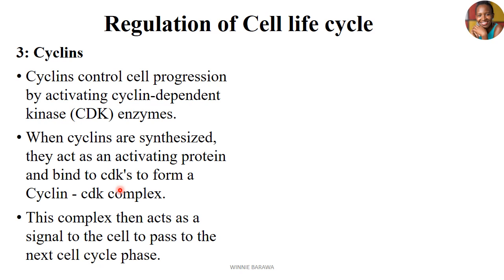So I hope that makes sense. Let me repeat it. The third regulation mechanism is the use of cyclins. Cyclins are a type of protein that basically controls cell progression by activating cyclin-dependent kinase enzymes, CDKs. The cyclin will bind to the CDK to form a complex that we call the cyclin-CDK complex. This complex is where the main role is, because it acts as an activator to signal the cell to be ready to transition to the next phase.